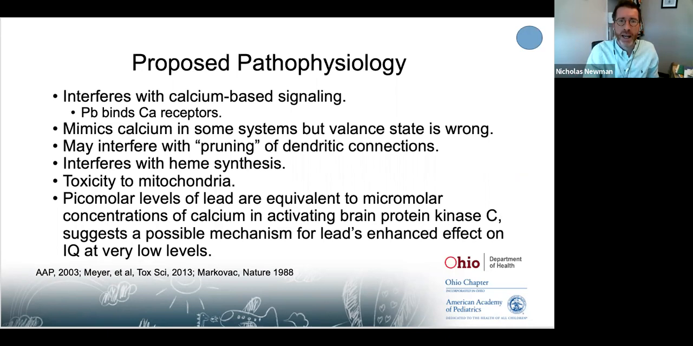And because calcium is used with some of the pruning of connections in the brain, we think that may be part of the pathophysiology. At least that's what the animal studies are suggesting. It also interferes with heme synthesis. And what's interesting is some of the same enzymes involved in heme synthesis are also found in other cells in the body, particularly the brain. And there doesn't seem to be a point where there isn't an effect from lead.